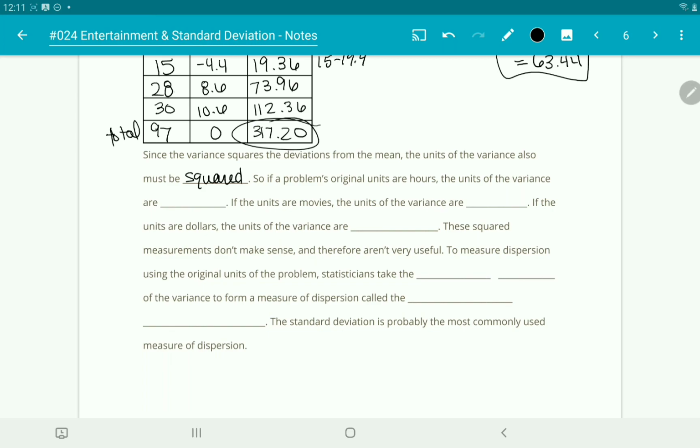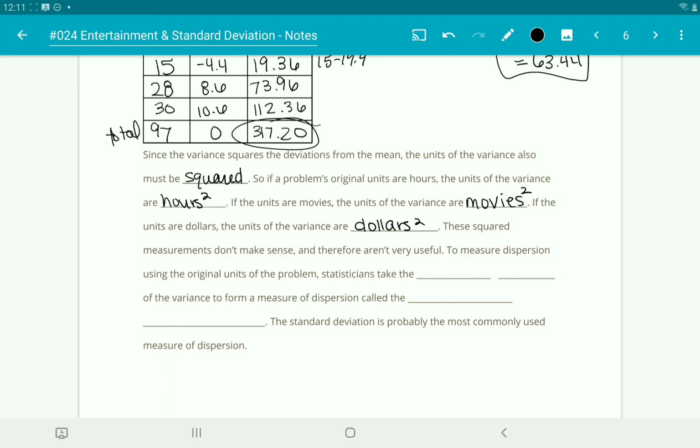So if a problem's original units are in hours, so it's asking you how many hours you've watched of something, the units of the variance are going to be hours squared. Doesn't make sense. If the units are movies, like in this example from earlier, how many movies have you watched? The units of the variance are going to be movies squared. And if the units are dollars, asking you how much you spent on something, the units of the variance are dollars squared.